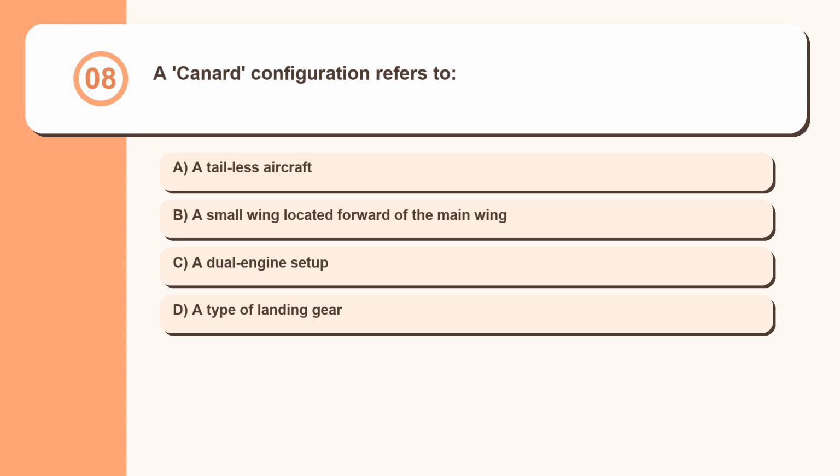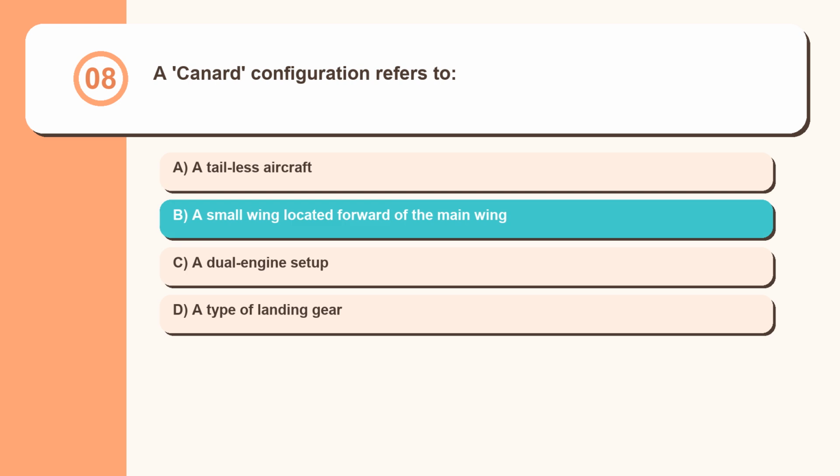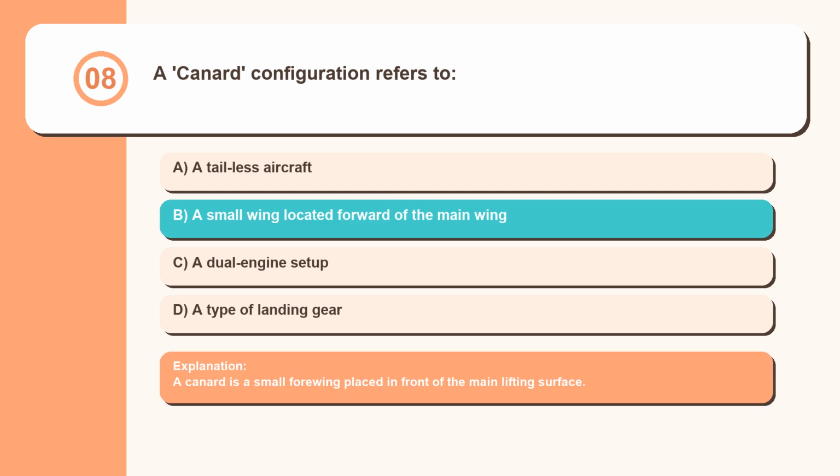Question 8. A canard configuration refers to a tailless aircraft, a small wing located forward of the main wing, a dual-engine setup, a type of landing gear. A canard is a small forewing placed in front of the main lifting surface.